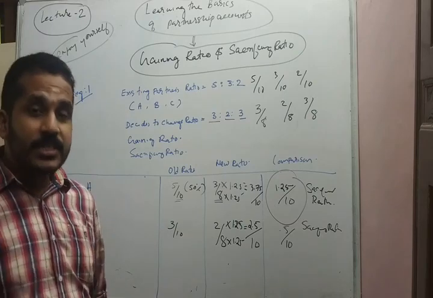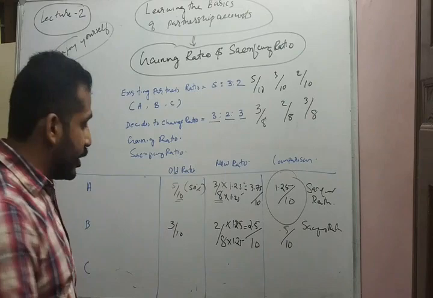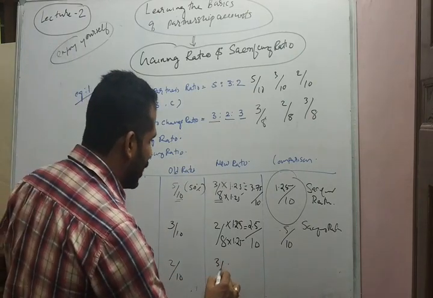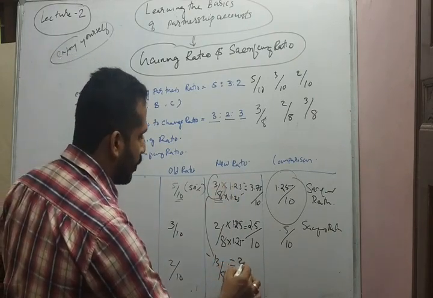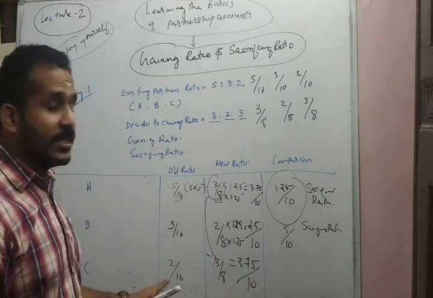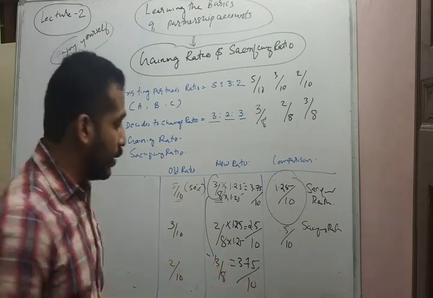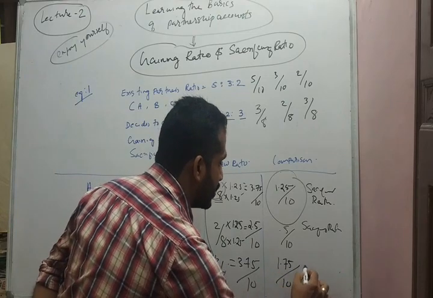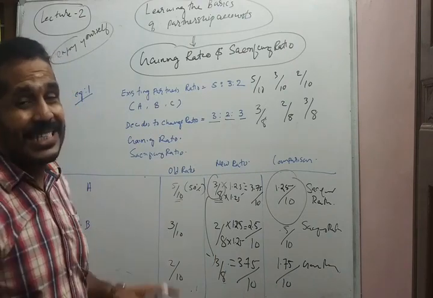And the status of C. What is the status of C? C's old ratio was 2 by 10 and the new ratio is decided as 3 by 8. 3 by 8 means the same. How much will we get? 3.75 by 10, which means that previously 2 by 10 is increased to 3.75 by 10. That means there is a gain of 1.75 by 10. This is the gaining ratio.